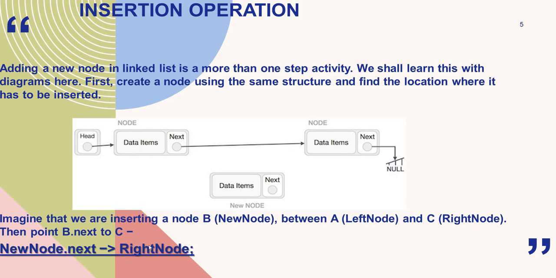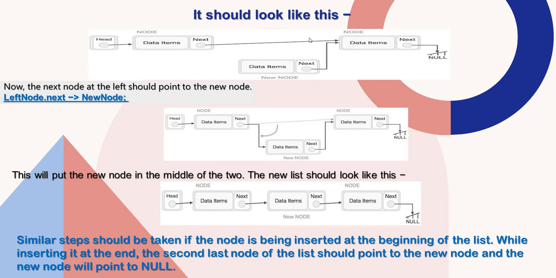Imagine that we are inserting a node. New node means B, and left node means A, right node C, then point B next to C. It should look like this. Now the next node at the left should point to the new node, and this will put the new node in the middle of the two. The new list should look like this.